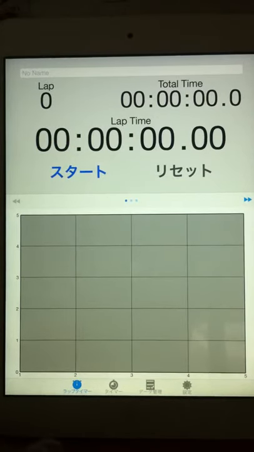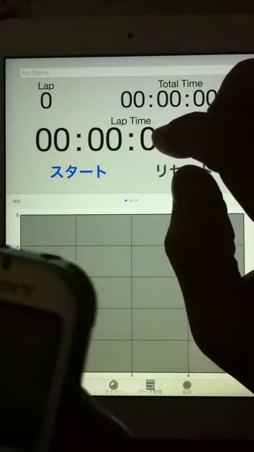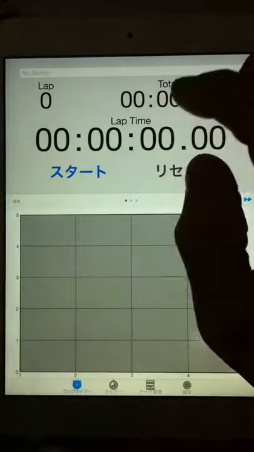Welcome to Every Morning Experiment on timing progression. Let's start tapping. Recording.